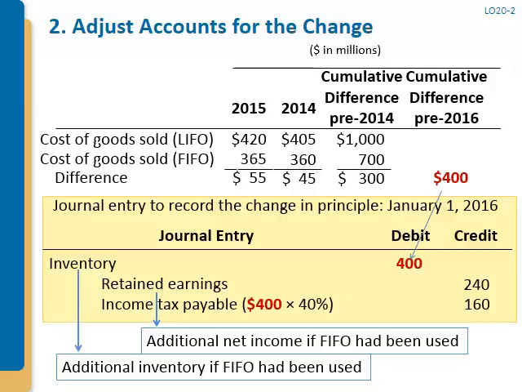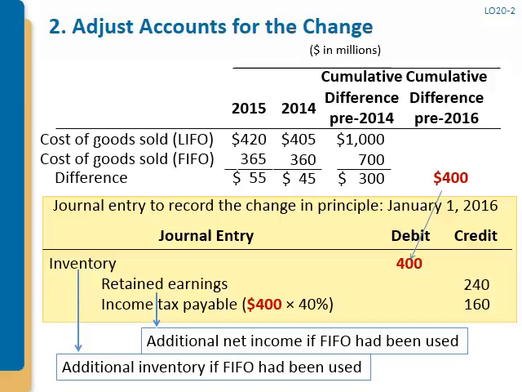Repeating a portion of the calculation we made in the earlier illustration, we determined the difference in the cost of goods sold and therefore the inventory. The $400 million cumulative difference in cost of goods sold is also the difference between the balance in inventory and what the balance would have been if the FIFO method rather than LIFO had been used before 2016. Inventory must be increased by that amount.